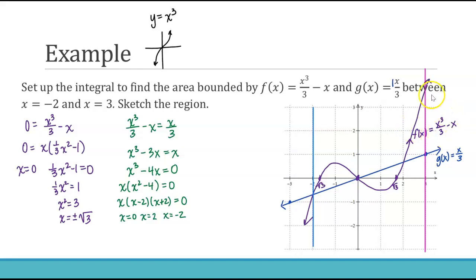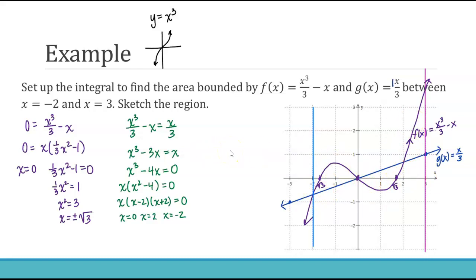Now, do I have to know exactly what that y value is? I don't. I don't need to know exactly what that y value is, because when we set up our integrals, we're using x values. So I need this negative 2 value, 0, I'll need positive 2, and I'll need x equals 3. So why am I going to need all of those different values? Well, because the top and bottom function switch.